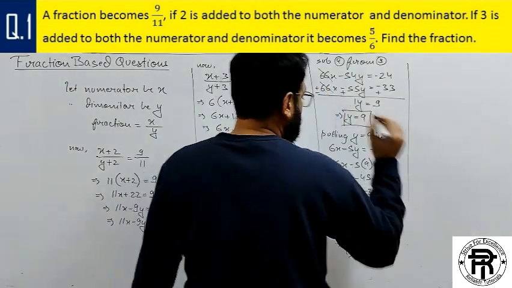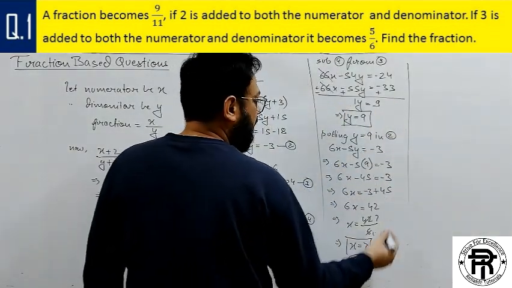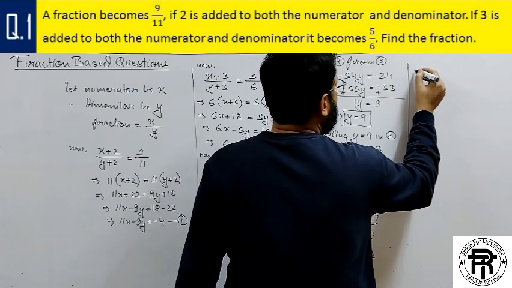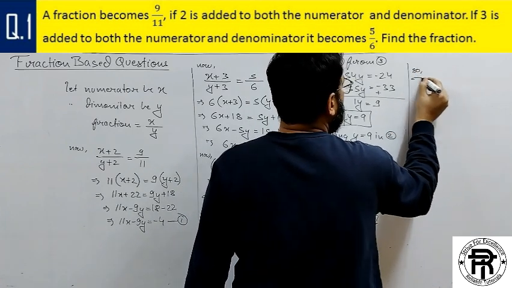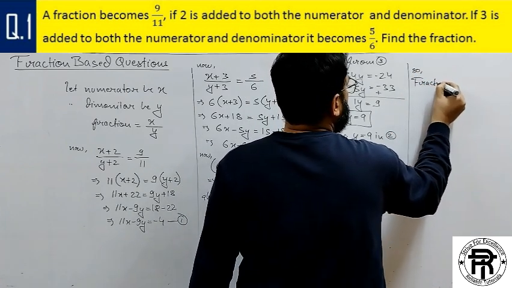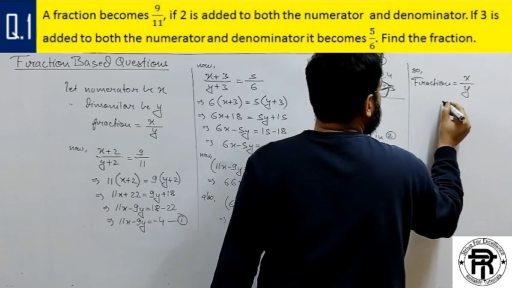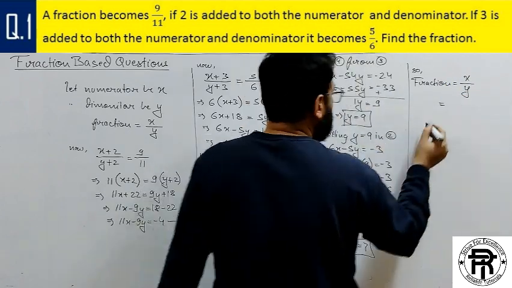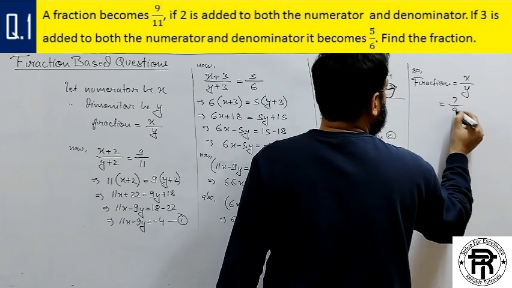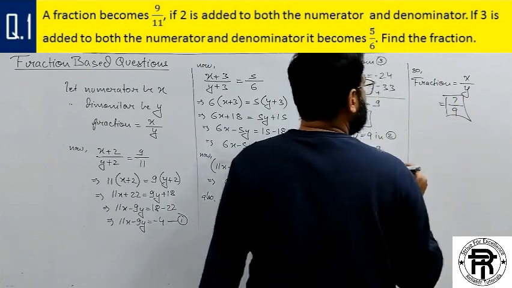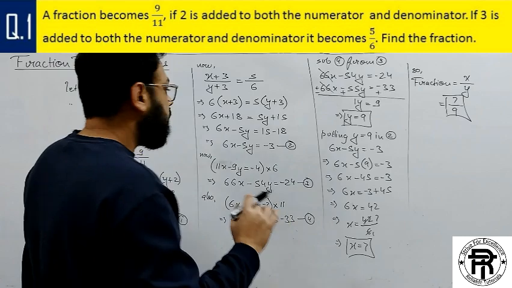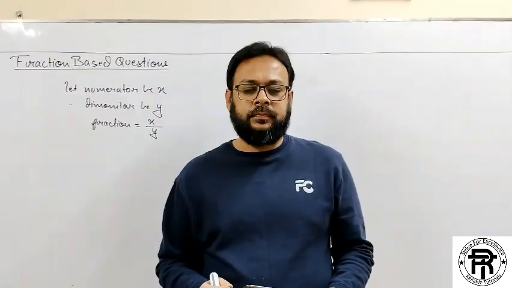So this again is not the final answer. Y is equals to 9, x is equals to 7. What was asked? Fraction. So we will write, fraction is equals to, what was asked? X upon y, right? X upon y, or we will say is equals to, what is the value of x? 7. And what is the value of y? 9. So this finally is your answer, 7 upon 9. Okay, so this is how we have to solve the question.